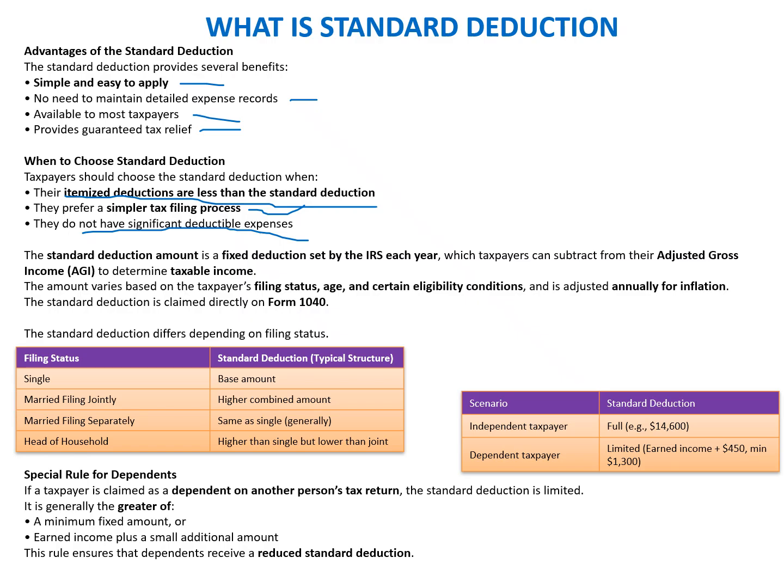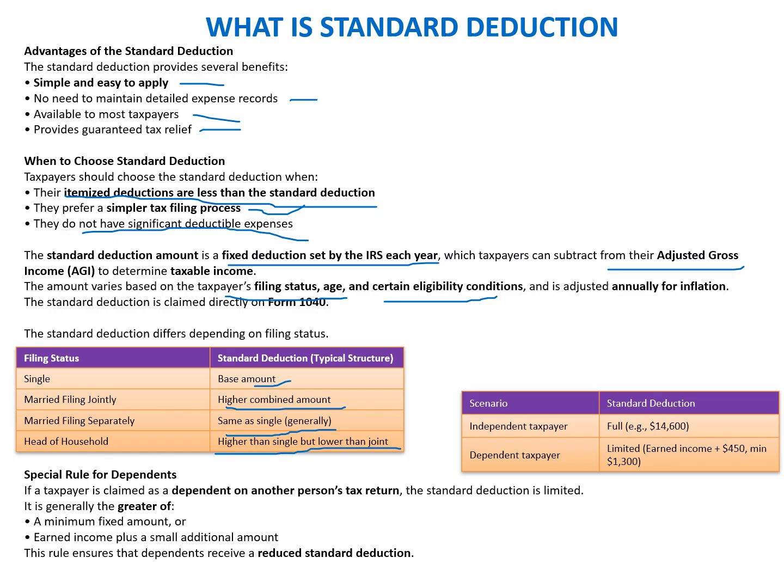Standard deduction amount is the fixed deduction set by the IRS each year, which a taxpayer can subtract from their adjusted gross income. The amount varies on the taxpayer's filing status, age, and certain eligibility conditions, and is adjusted annually for inflation. Standard deduction depends upon the filing status. Single will have the base amount. Married filing jointly will have the higher combined amount. Married filing separately is generally the same as single. Head of household is higher than single but lower than joint.